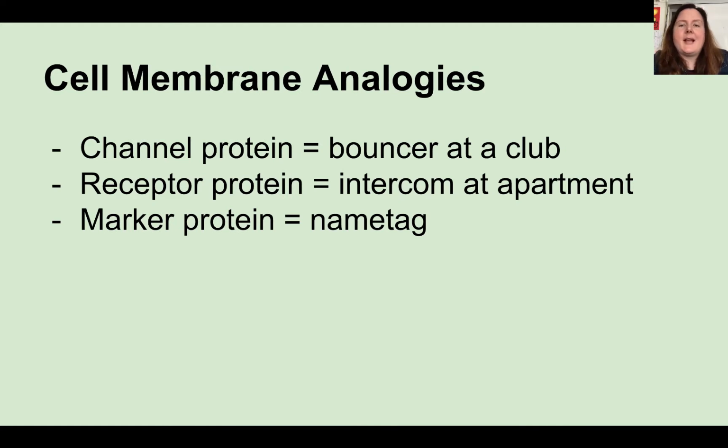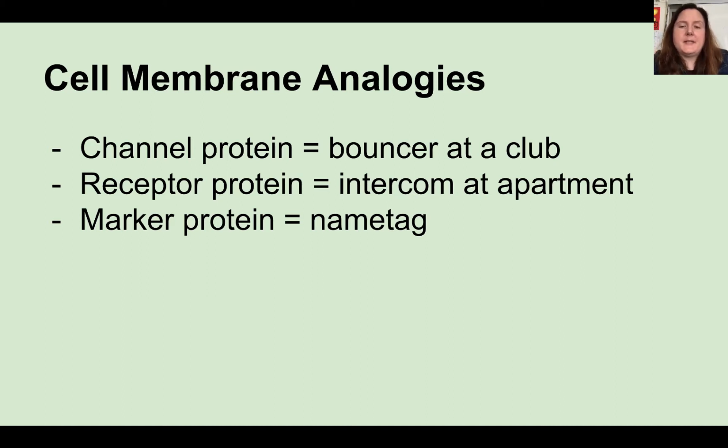So there are some analogies that you could use to help you remember what the different proteins do. A channel protein, think of it as a bouncer at a club. They are only going to allow people with the right identification into the club, and only if there's enough space available in the club. And they're going to kick certain things out of the cell as well.